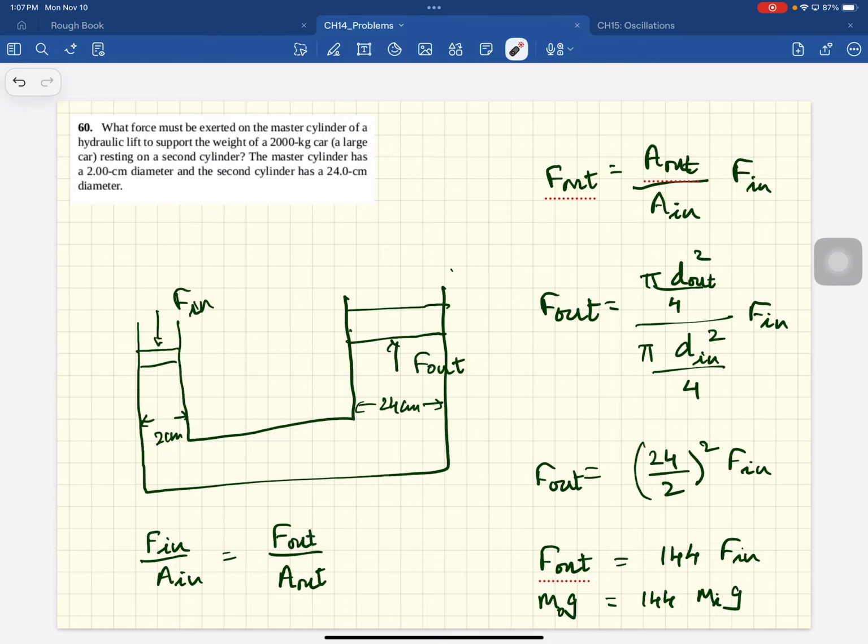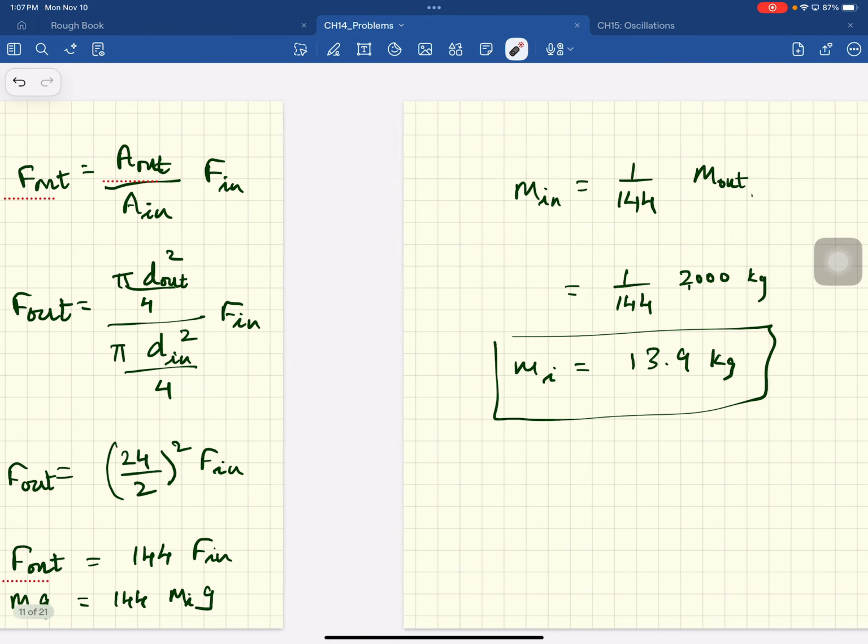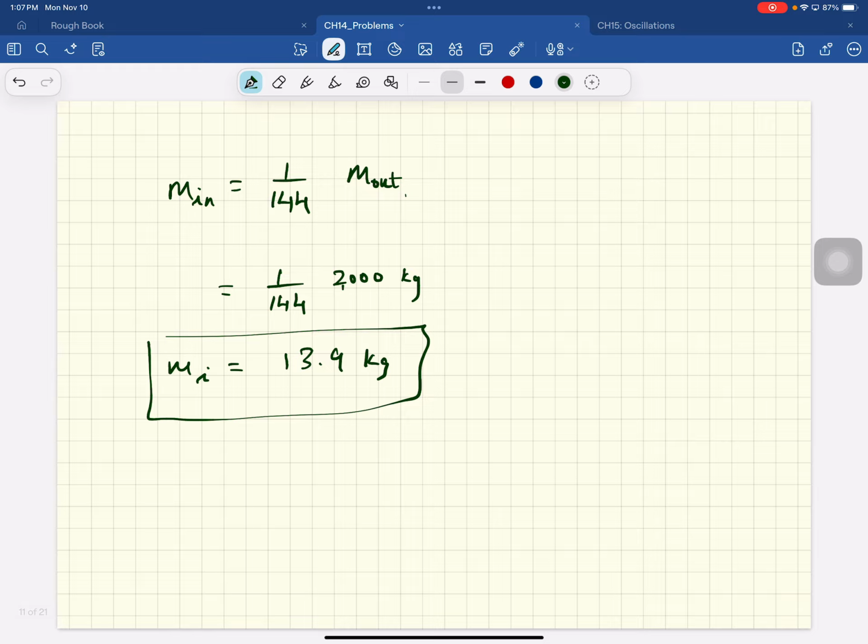The force out, how did you get the pi diameter squared divided by 4? The area of a circle is pi r square. The radius is diameter by two. Yeah. Any other questions on that?